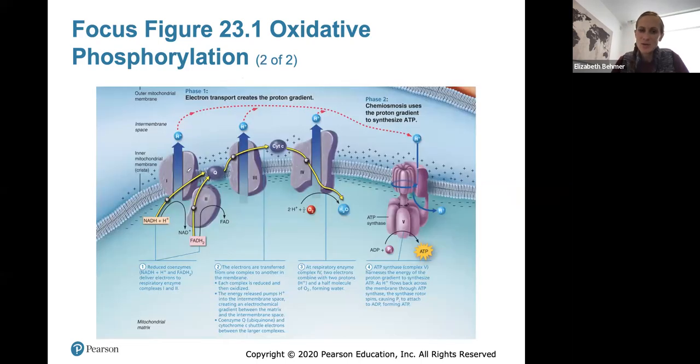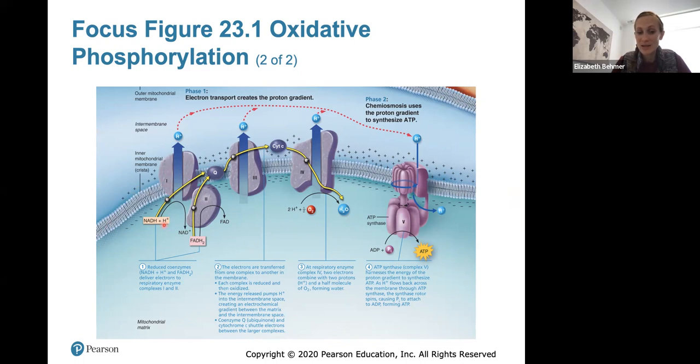So here's our inner mitochondrial membrane. Remember, our mitochondria has 2 membranes. You can see the outer one up here where my laser is. And then here's the inner mitochondrial membrane. We have a series of proton carriers, which are going to take the electrons and the hydrogen atoms from these reduced coenzymes.